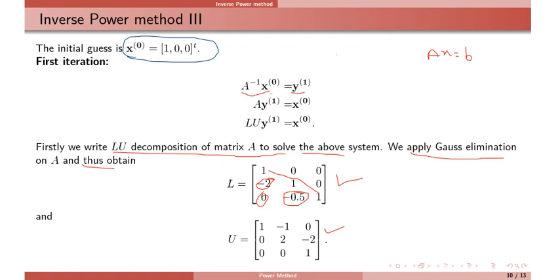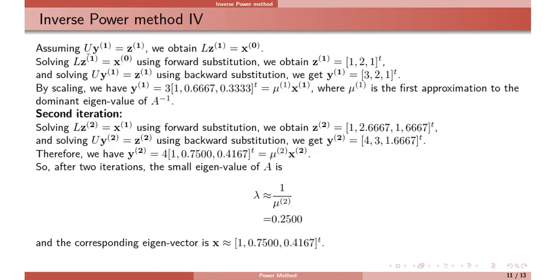So LU y1 equal to x0. Firstly you assume that U y1 equals some column vector z1. So L z1 equal to x0. Firstly solve this using forward substitution. So you get z1 equal to this column vector, 1 2 1.